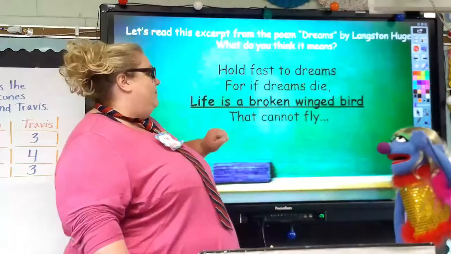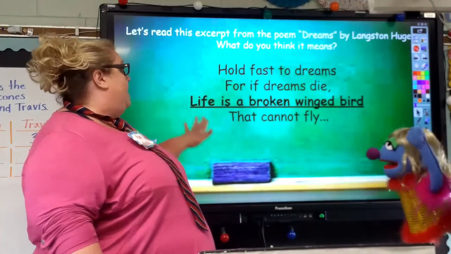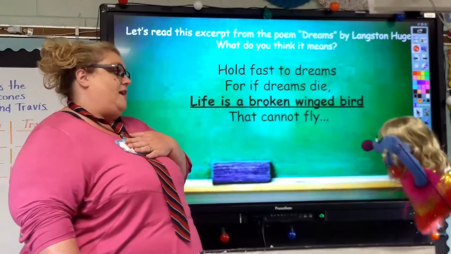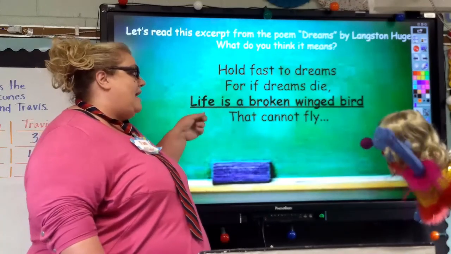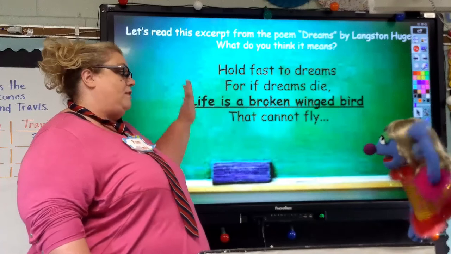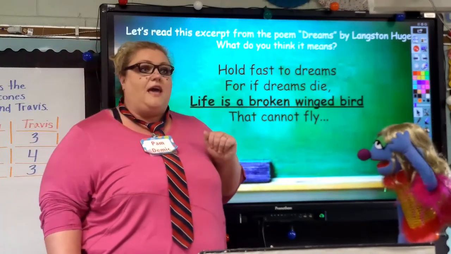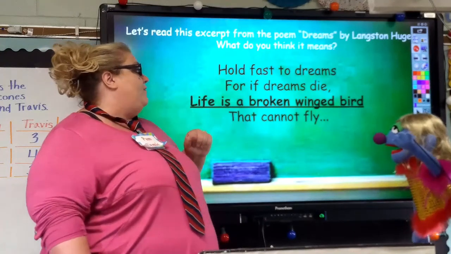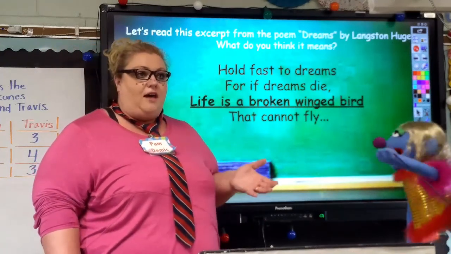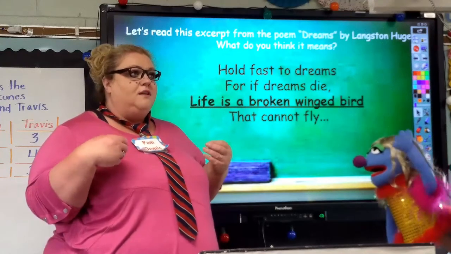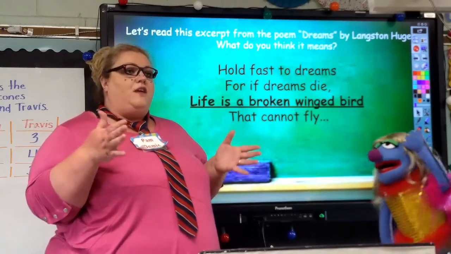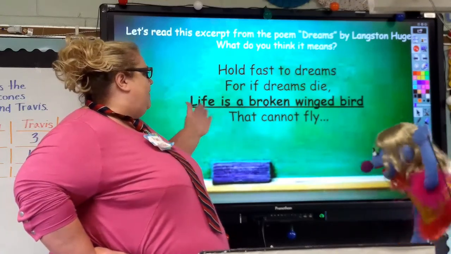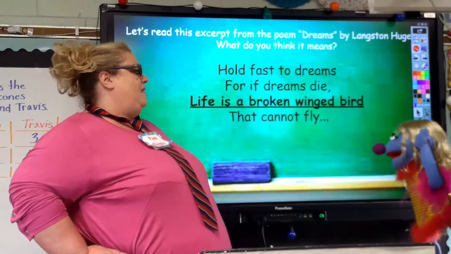Okay, so let's look at this excerpt from the poem Dreams by Langston Hughes. I'm going to read it, and then I want you to tell me what you think the metaphors mean. Hold fast to dreams, for if dreams die, life is a broken-winged bird that cannot fly. So think just for a minute. What do you think that means? Okay, Eliza, what do you think this life is a broken-winged bird means, if it cannot fly?